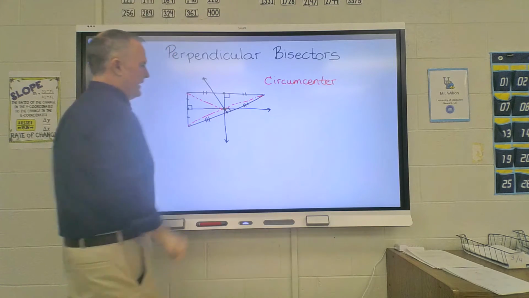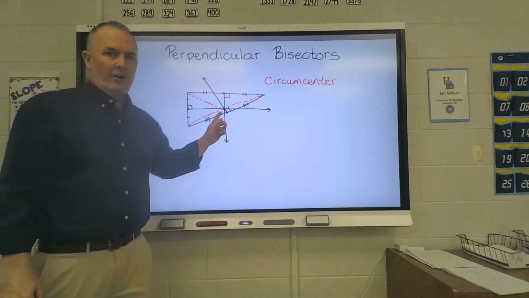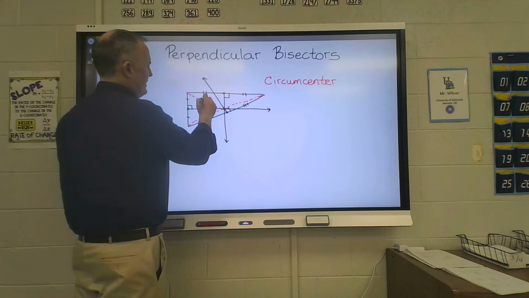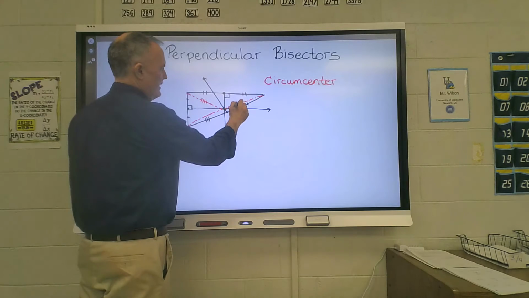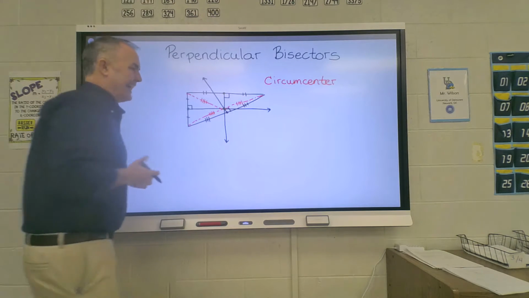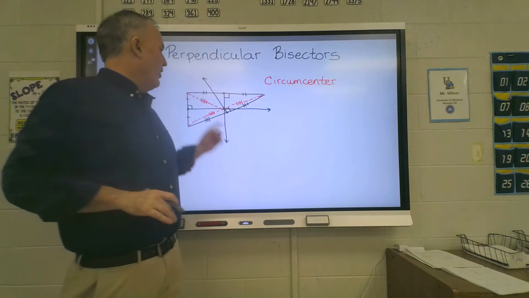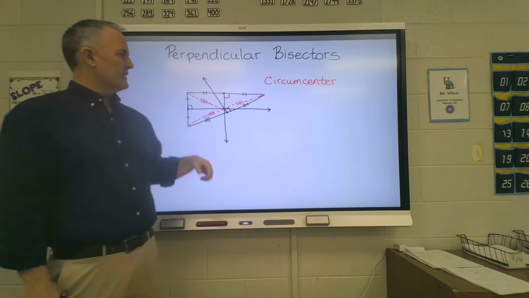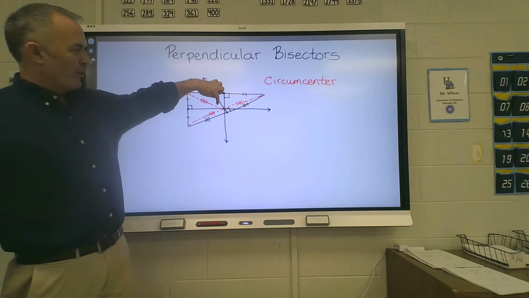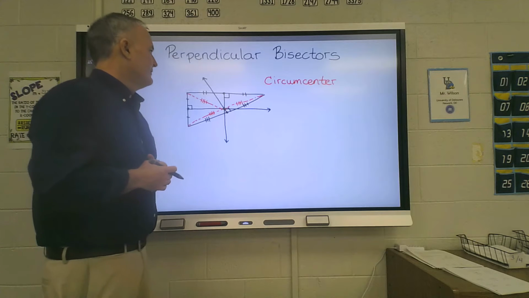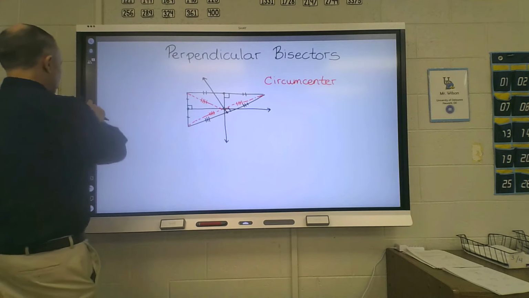Basically, I'm drawing little dotted lines from the point of concurrency out to my three corners. All of these distances would be congruent with each other. It's a lot of lines on there, I know, but all of them will be equal distance to each other. So whenever we have perpendicular bisectors, the circumcenter, or the point of concurrency, is equal distance to all the different vertices of the triangle. Now, what else can we do with this?